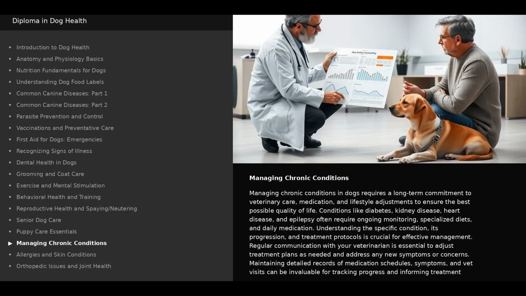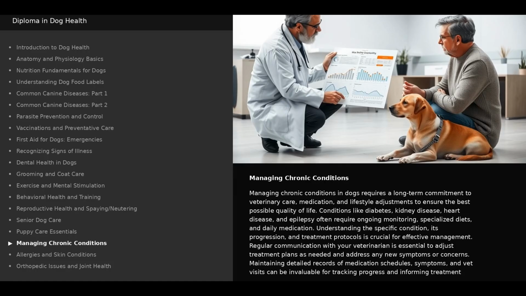Managing chronic conditions. Managing chronic conditions in dogs requires a long-term commitment to veterinary care, medication, and lifestyle adjustments to ensure the best possible quality of life. Conditions like diabetes, kidney disease, heart disease, and epilepsy often require ongoing monitoring, specialized diets, and daily medication. Understanding the specific condition, its progression, and treatment protocols is crucial for effective management.